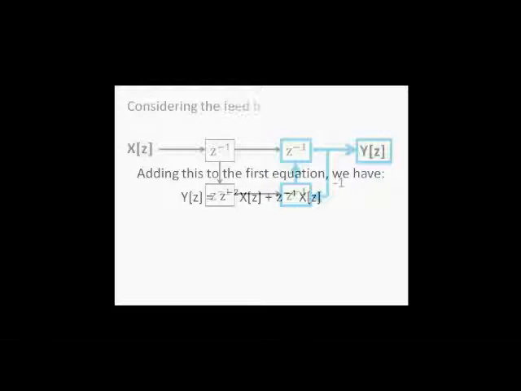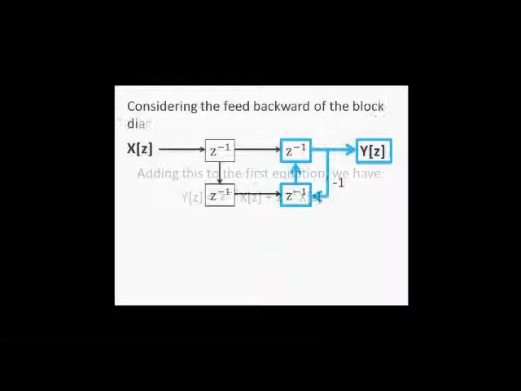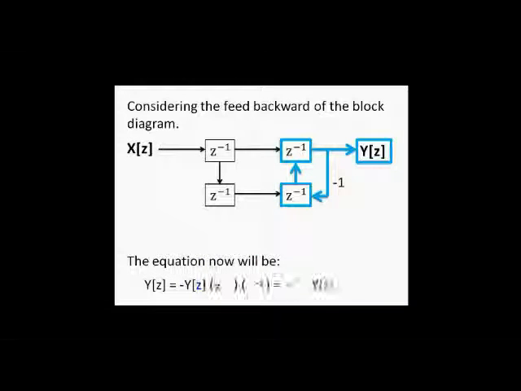Considering the feed backward of the block diagram, the equation now will be y bracket z is equal to negative y bracket z times z raised to negative 1 times z raised to negative 1, which is equal to z raised to negative 2 y bracket z.